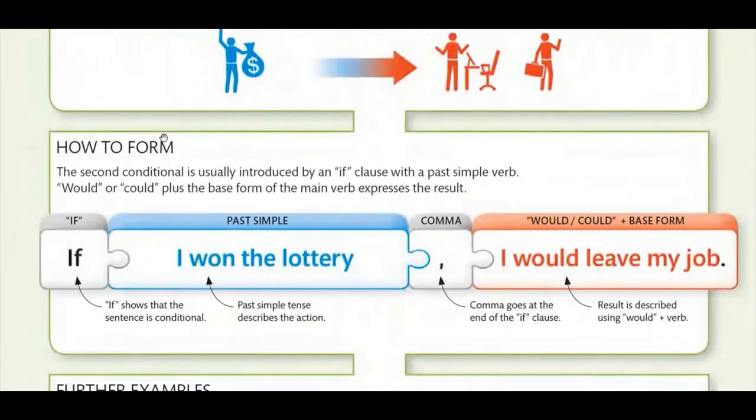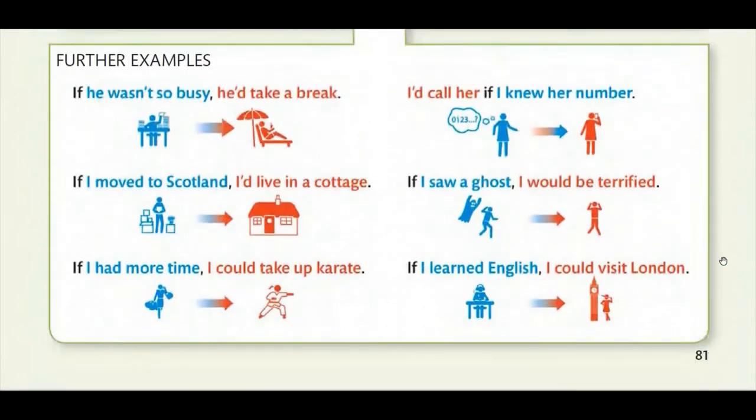So how to form these kind of sentences? We use if in the beginning and then past simple tense, I won the lottery, and then we use comma, and then we use could or would plus base form, the first form of the verb, I would leave my job. So let's take further examples in order to understand it better.